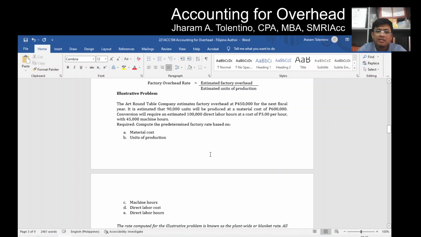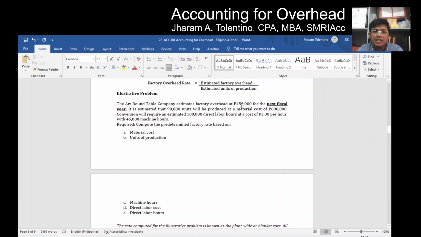Okay? So, we have the Art Round Table Company. Estimates factory overhead at 450,000. So, ito na yon for the next fiscal year. Nga pala, no? Ang kailangan nyo din palang hanapin or tandaan, dapat ang ibibigay sa inyo na factory overhead, or the estimated total factory overhead, should be annualized, for 1 year. Okay? So may mga pagkakataon na bibigyan ka nila ng factory overhead per monthly. Hindi 'yun yung gagamitin mo. Gagawin mo, multiply mo siya ng 12 kung naka-monthly siya. Dapat yearly. Okay? Or annualized.